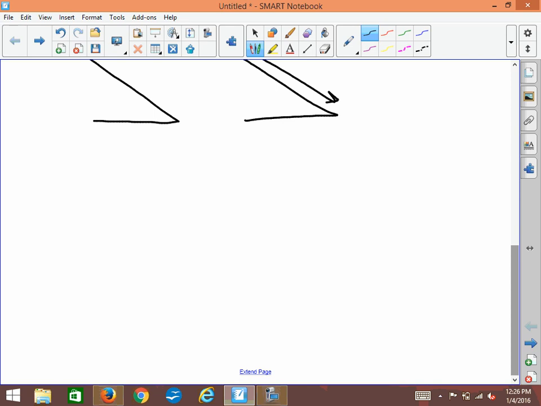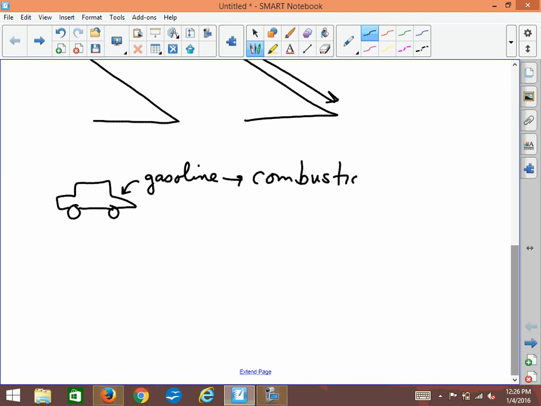Take a car. When a car is driving on the road, the car has an engine, and inside the engine there's gasoline, which is a molecule, and that gasoline is being burned, or what we call combustion. And in the process of combustion, we get a change of energy. Energy that was somehow locked up inside the gasoline now can be turned into energy causing the car to move. So those are two examples.